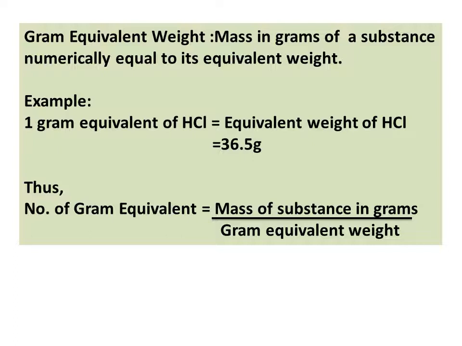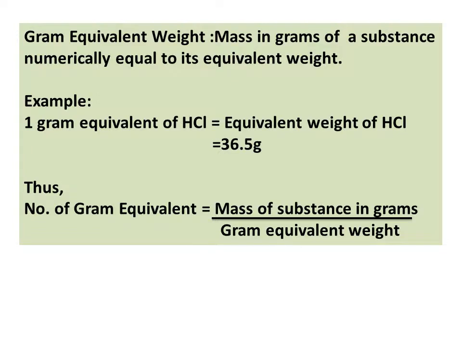That's all. So we can also find the number of gram equivalents. Number of gram equivalents is equal to the mass of the substance in grams. Any substance, any acid, any base, any salt, you just take whatever mass it is, put its mass in grams and divide it by its gram equivalent weight, that is fixed. So you can get the number of gram equivalents.